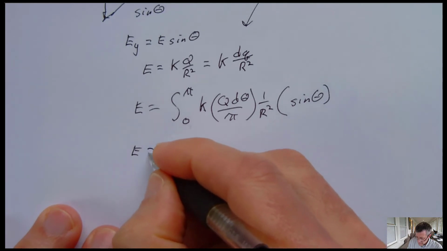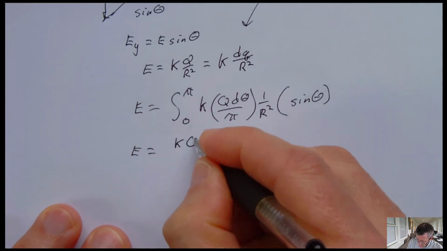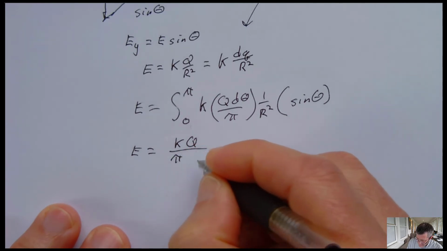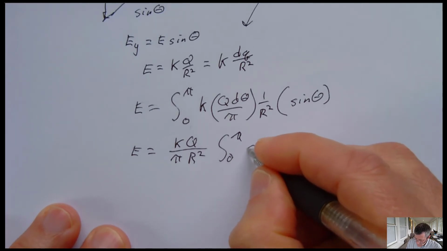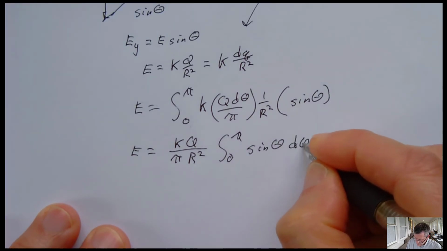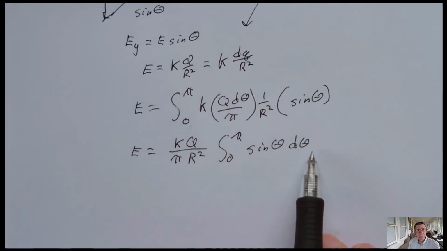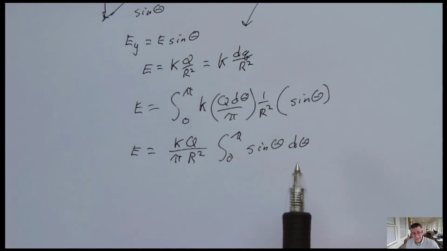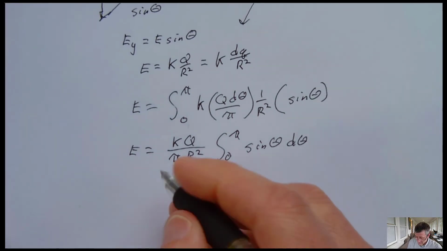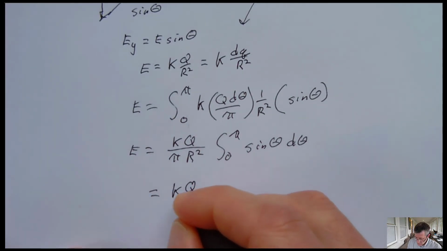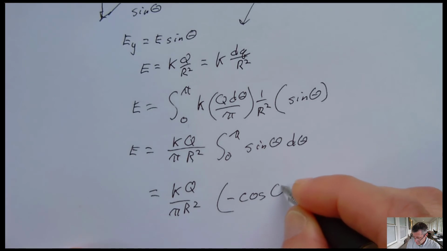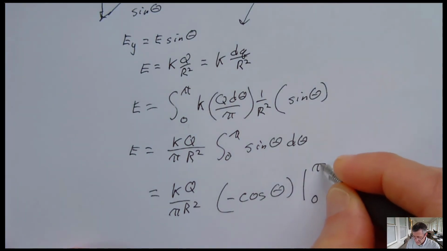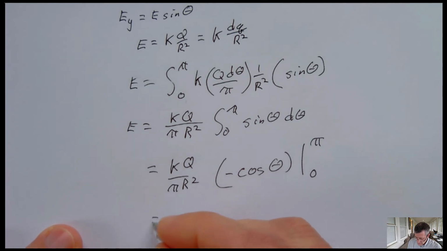So let me do some math. So we'll pull out the constants. So k and q and pi and r squared are all going to come out, and I'm left with the integral from 0 to pi of sine theta d theta. Okay, so that makes sense, right? So sine theta, I'm going to look this up on the formula sheet, or you might recall, the integral of sine theta is negative cosine. So when I integrate this, I'll have the same constants, kq over pi r squared. And now I'm going to have negative cosine of theta, and I want to evaluate this from 0 to pi. Let's see what we get. So this is going to be kq over pi times r squared.